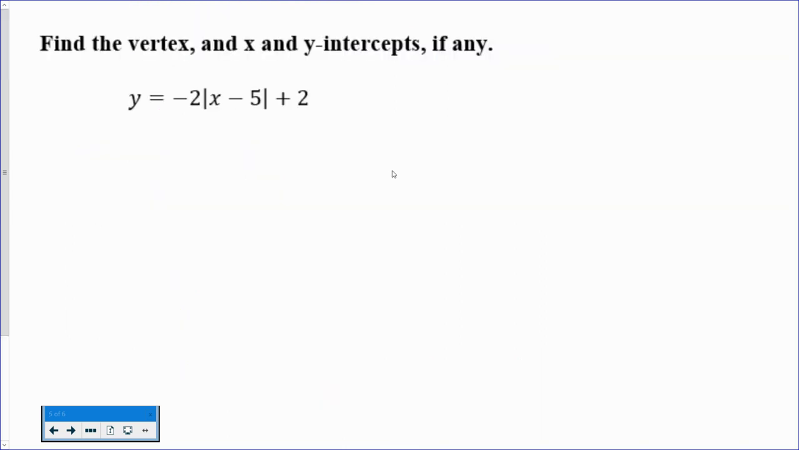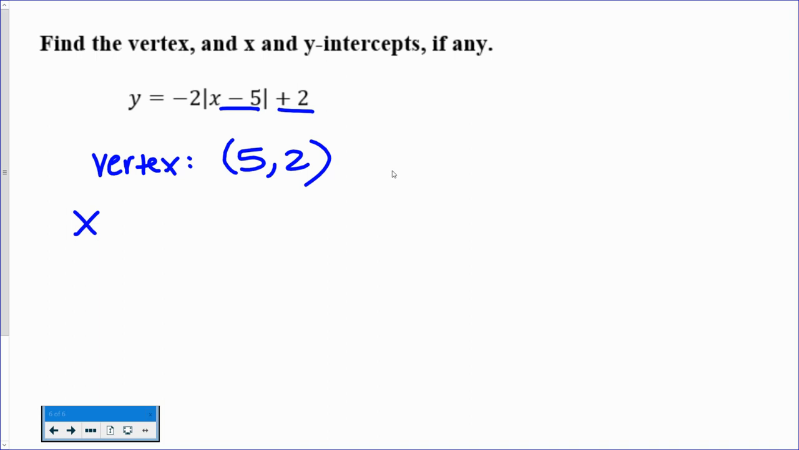All right, one last example here. So in this problem, we're going to find the vertex and the x and y intercepts if there are any. Okay, so hopefully the vertex is making some sense at this point. This tells me I'm moving right 5 up 2. So my vertex would be 5, 2.